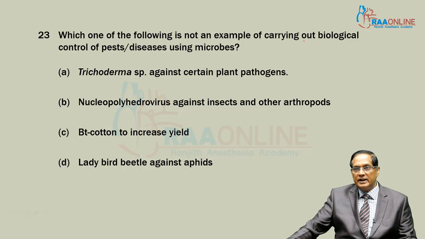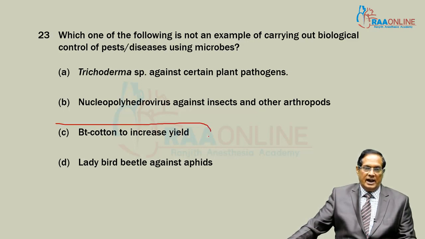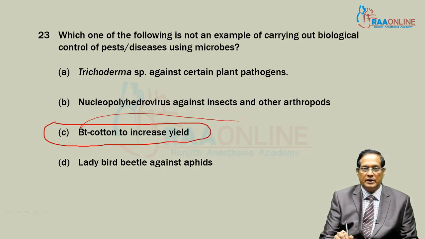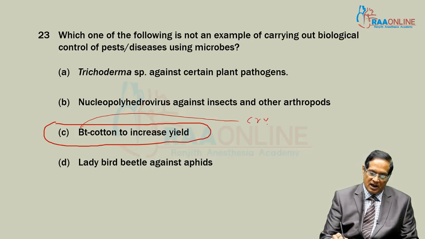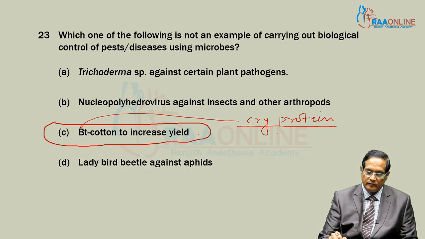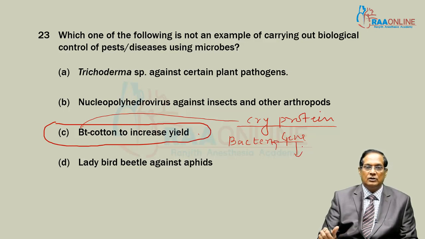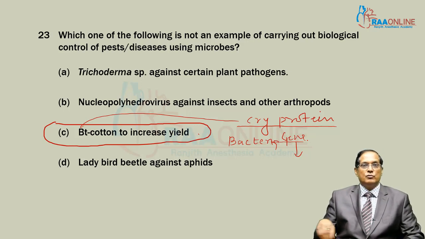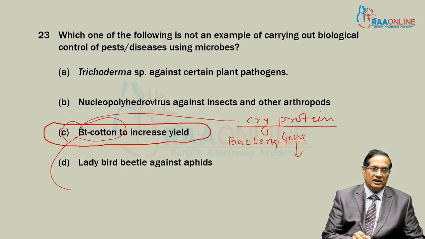Which one of the following is not an example of biological control or pest control using microbes? The answer is BT cotton. Actually, BT stands for Bacillus thuringiensis, and it produces cry protein, which is harmful for insects. But in BT cotton, the cry gene is taken out from the bacteria and incorporated into the plants. So BT cotton is actually a genetically modified or GM crop.